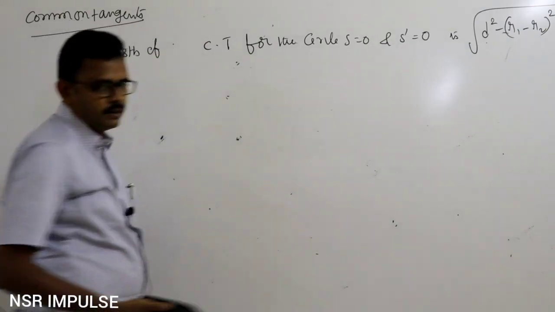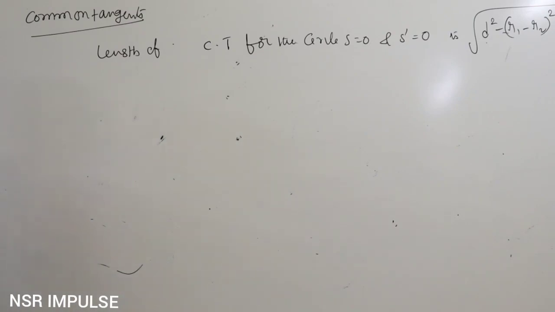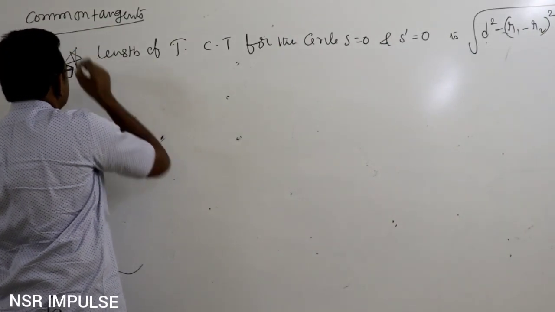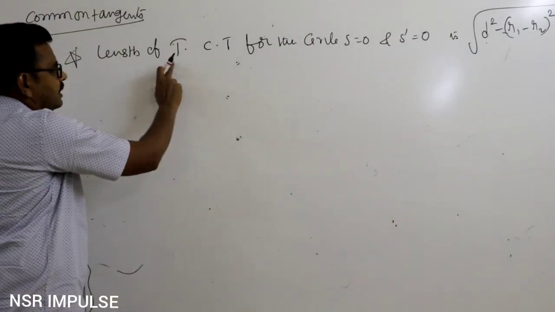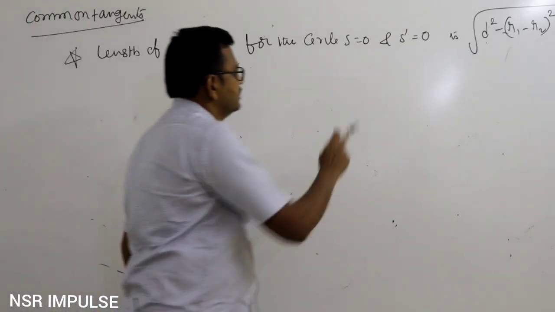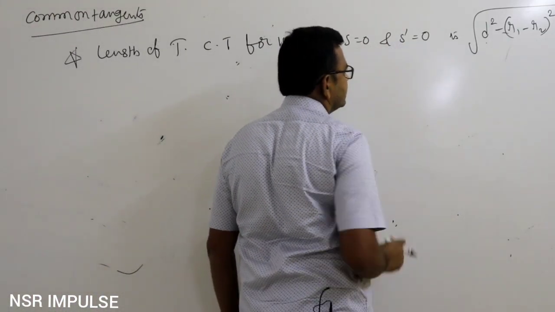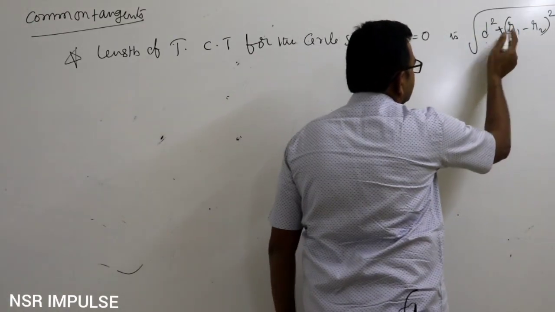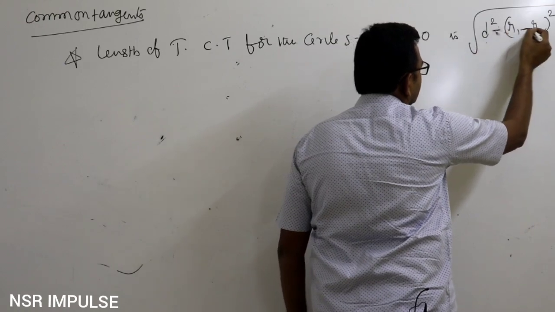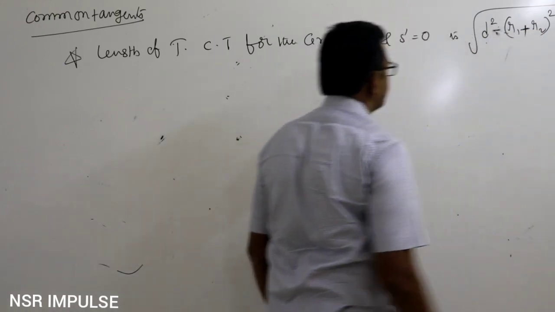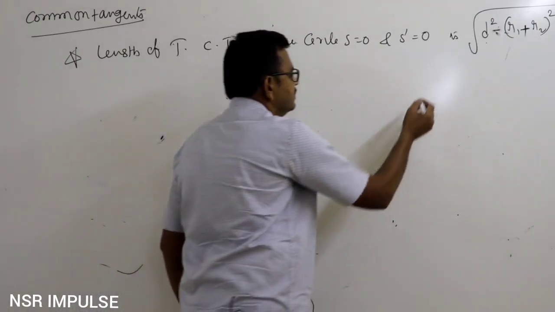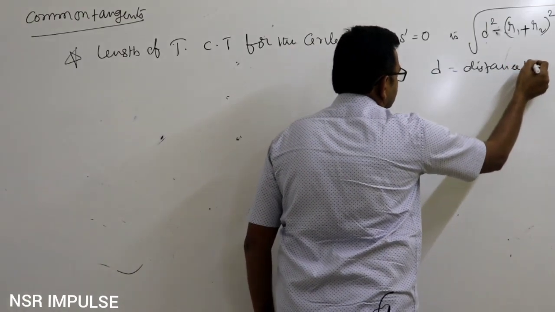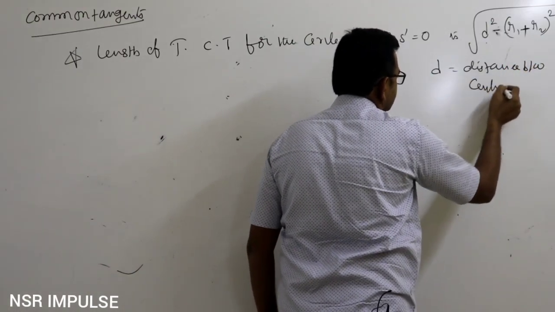Next point, the length of the transverse common tangent. The length of the transverse common tangent for the circles S equal to 0 and S dash equal to 0 is root of d square minus (r1 plus r2) whole square, where d is the distance between their centers.